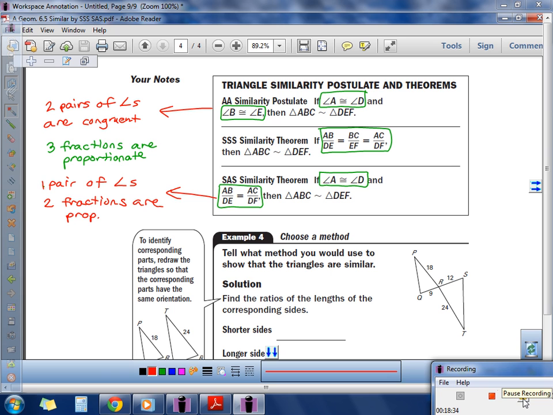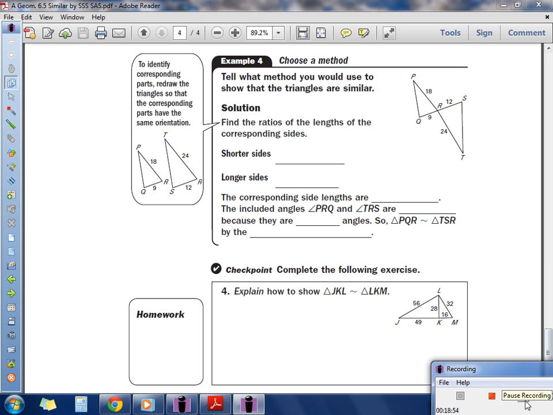So I'm going to emphasize this one more time. For side angle side, make sure the angle is between the sides that you're examining. So be careful. Make sure the sides meet at that angle. It's called an included angle. All right, here we go. Last example.